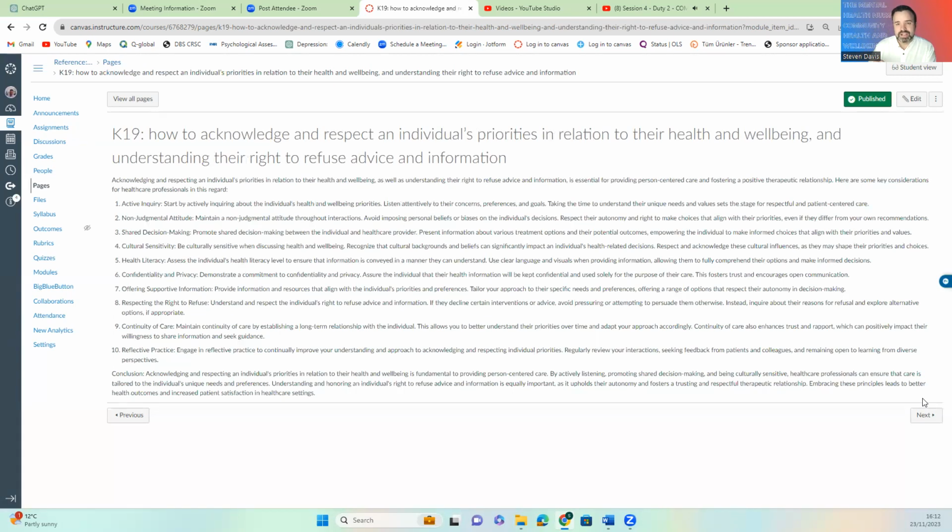So understand how to acknowledge and respect individuals' priorities. This one's really interesting, and I've seen it done really badly over the years. How to acknowledge and respect an individual's priorities in relation to their health and well-being, and understand their right to refuse advice and information. So this isn't difficult for me, but I'm going to try it and not lecture on this one.